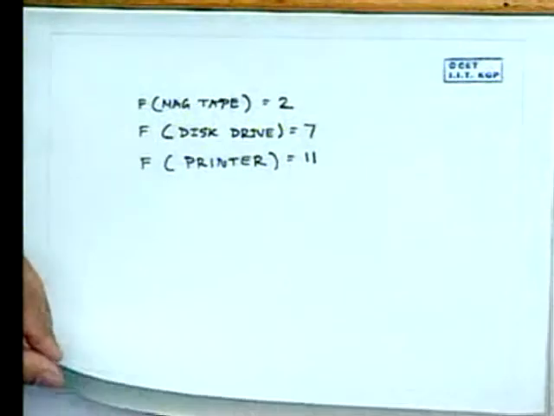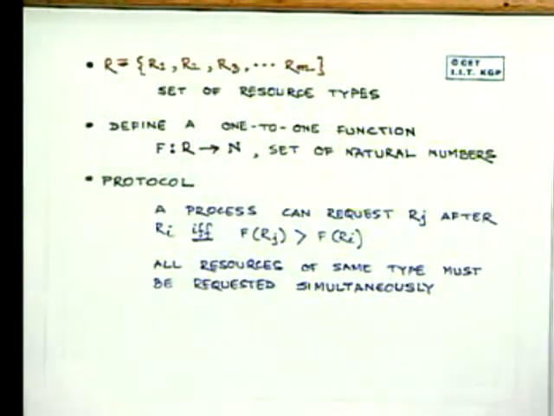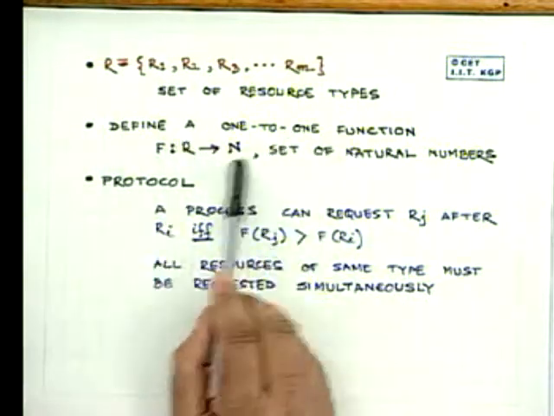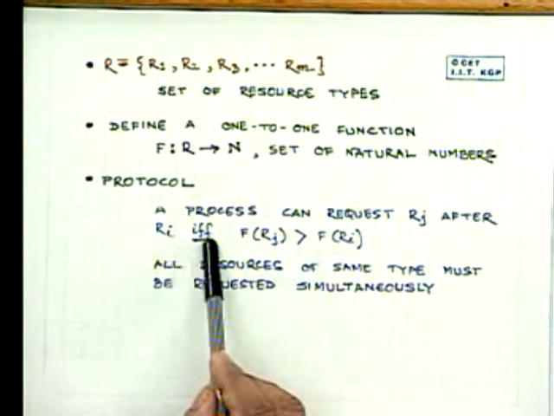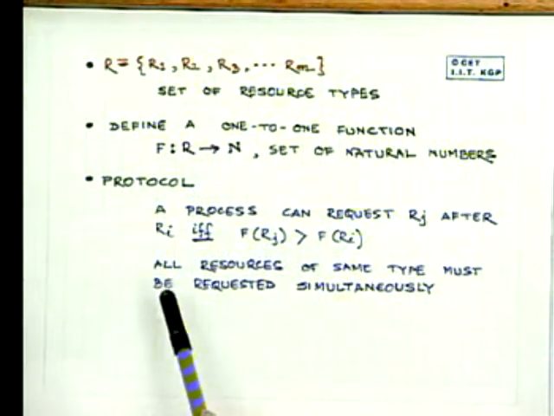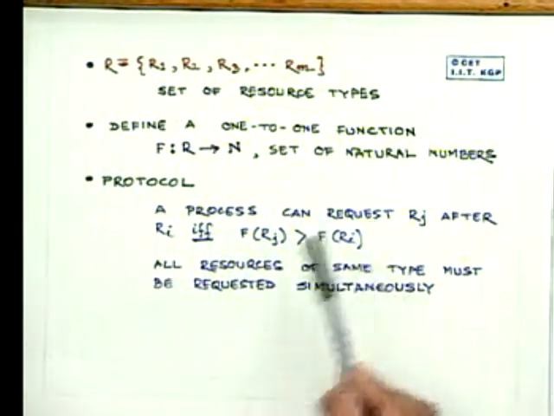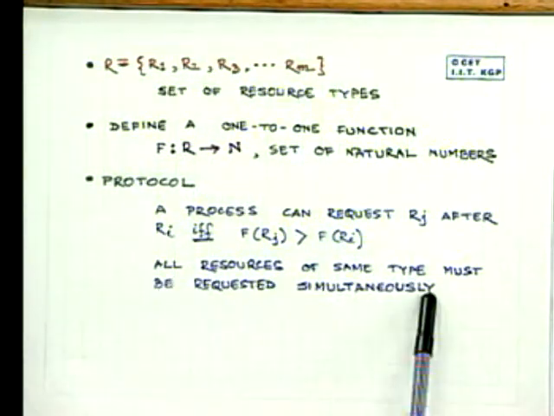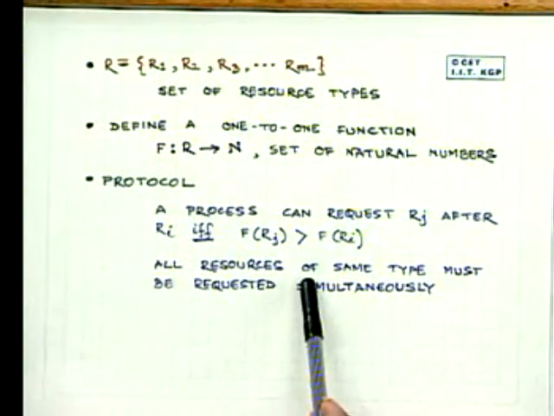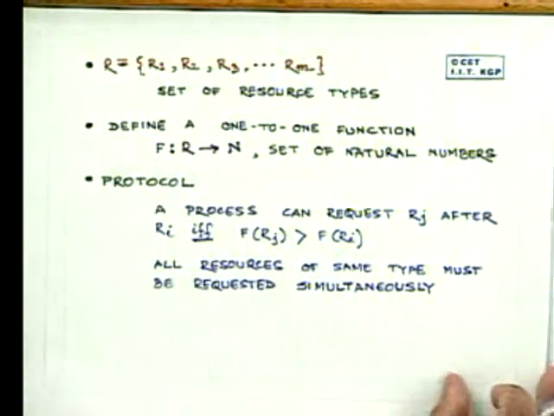This is what we meant by defining a one-to-one function: a process can request Rj after Ri if and only if f of Rj is greater than f of Ri. Otherwise, that request cannot be made. Another important thing is that all resources of the same type must be requested simultaneously. That means if one wants to use magtapes, all requests for magtapes have to be made simultaneously. Now let us see how, by fulfilling this, we prevent the deadlock.